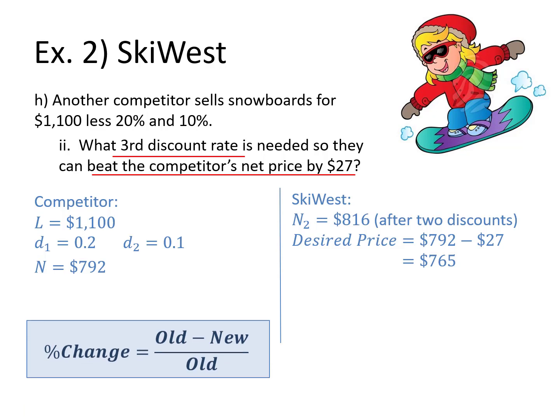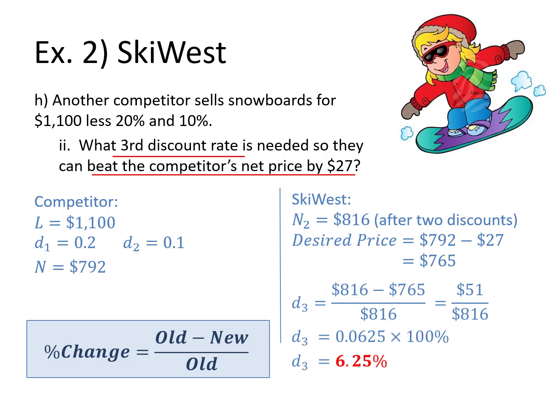So our percent change formula doesn't change. We're going to take that third discount to be the change from 816 to 765 this time though, not to 792. And our old price is still 816. That's going to give us a change of $51 this time, divided by $816 for a discount of 0.0625. Turning that into a percentage, I get 6.25% for the discount this time.